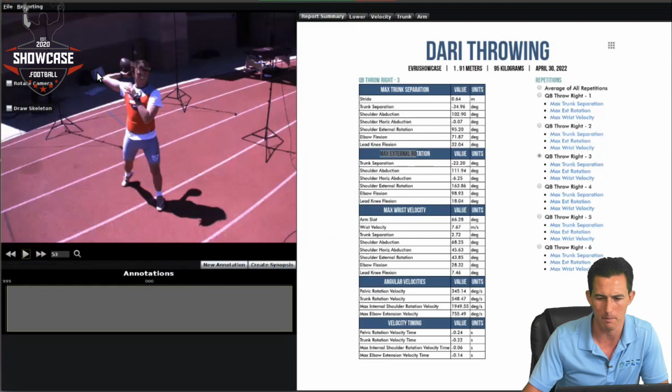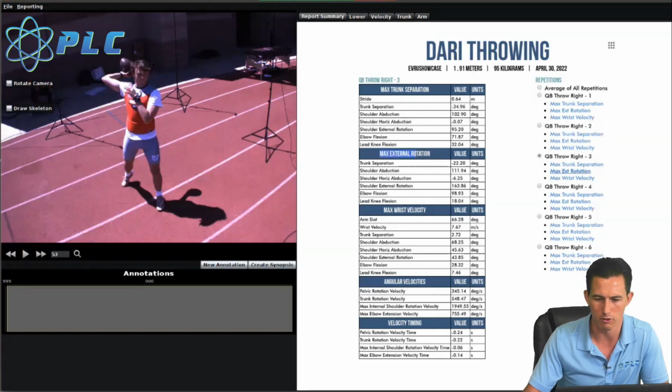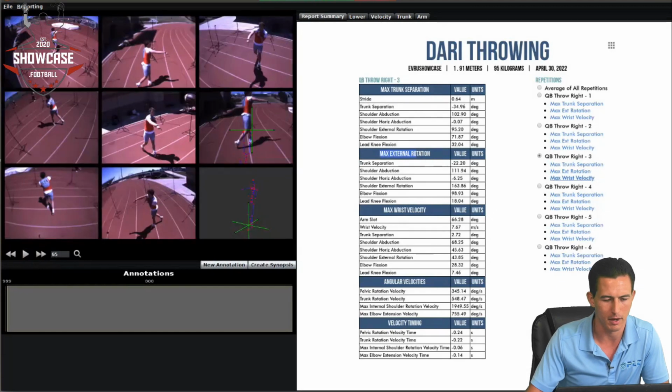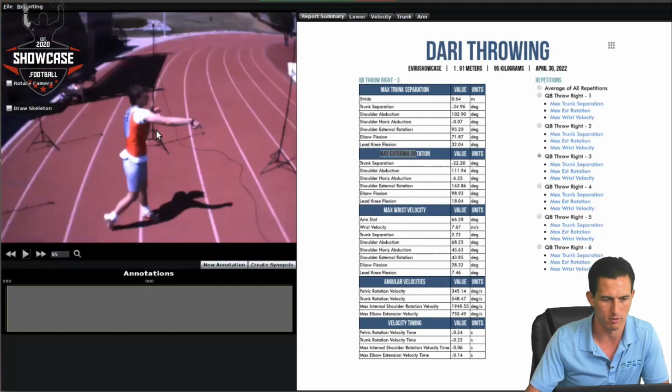We'd like for that ball to be a little bit further when this is happening, or a little bit further outside, not so much behind the head, but you could see, this is that moment when he's able to generate the max external rotation within that shoulder, okay? And then we also can look at something like max wrist velocity, right? So this is when he's generating the most amount of wrist velocity during the throw, okay?